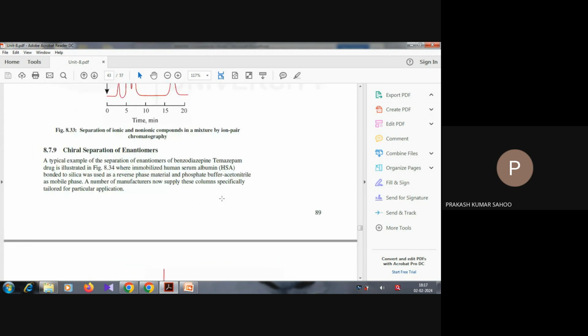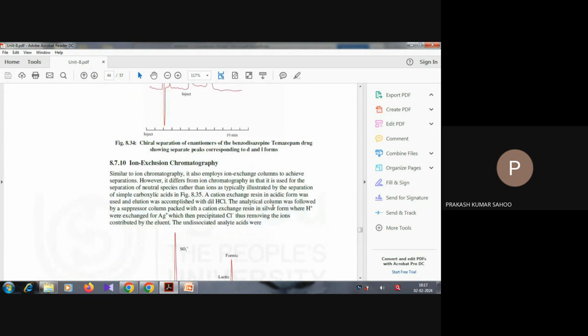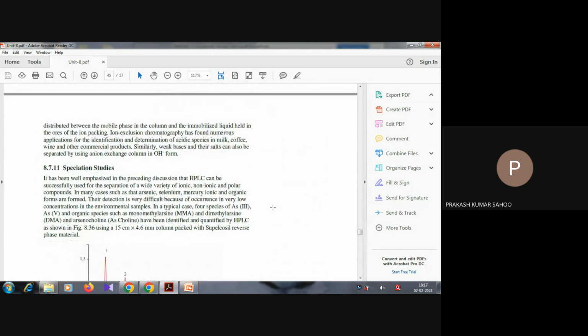Then chiral separation of enantiomers. Optically active compounds are separated using chiral separation. Then ion exclusion chromatography is there. Then we have speciation studies.